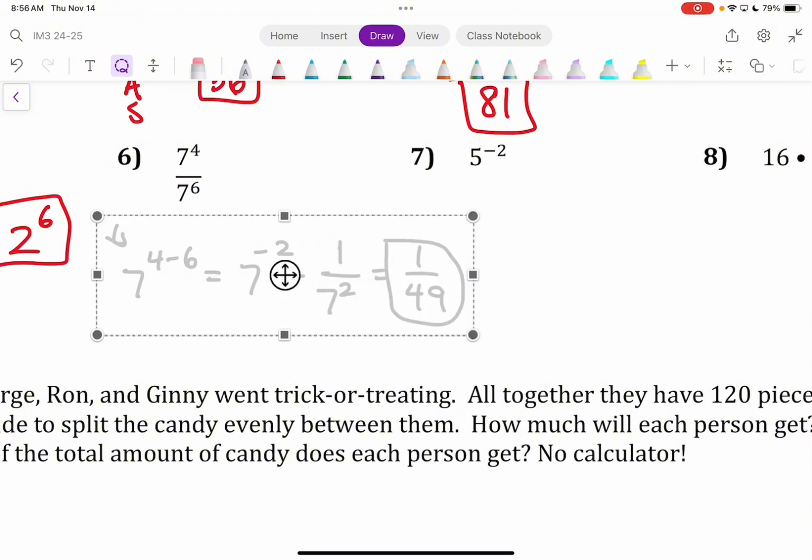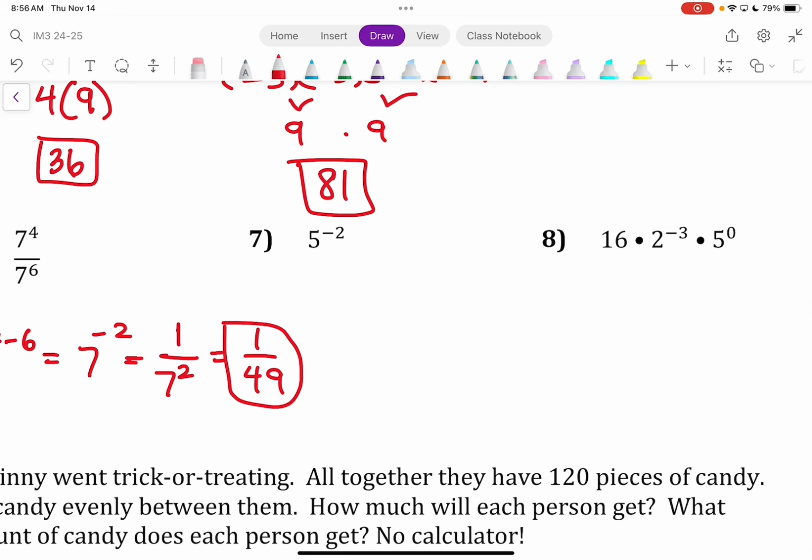Very good. Okay. 5 to the negative 2nd. Here's another example of the negative exponent rule in play. We would need to convert this or take its reciprocal. So 5 to the negative second would become a fraction 1 over 5 squared, which is equal to 1 over 25.